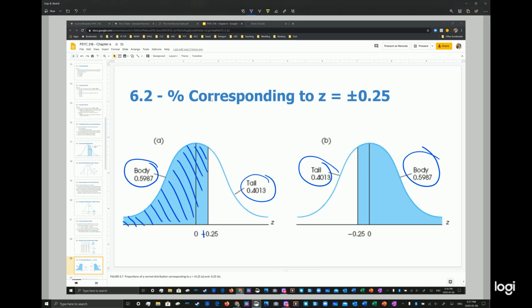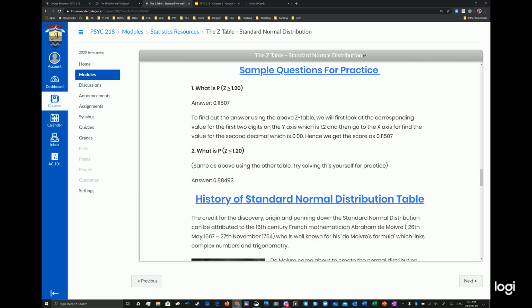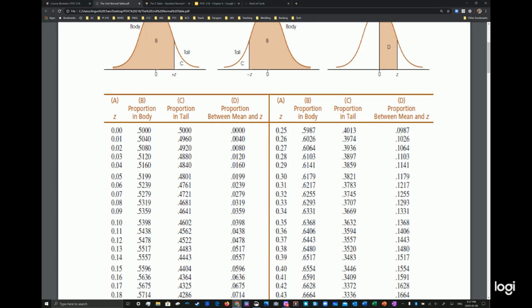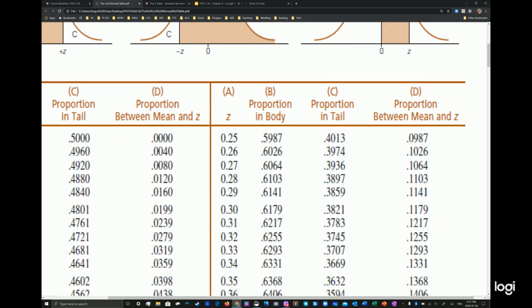Whether you do this mirror image or not, it's the same when you add the body and tail. And notice here, if you flip the Z score into a negative, the body is still the larger value at 59.87%, whereas the tail is still 40.13%. So for example, if we look for the value here in our unit normal table, we find 0.25. Well, the values read as 0.5987 and 0.4013. That's what we want.